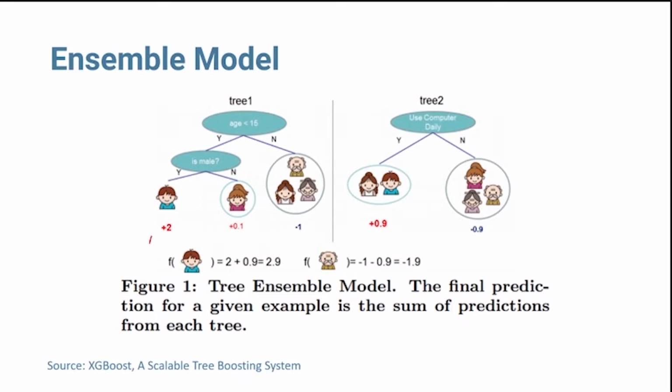For each of the terminal nodes, it either increases or decreases their predicted value. So the tree on the left adds 2 points if the person's under age 15 and male, and it adds 0.1 points if they're under age 15 and female, and so forth. And the tree on the right asks if they use the computer daily, and if yes, it adds 0.9. So the final prediction for a given example is the sum of the predictions for each tree.